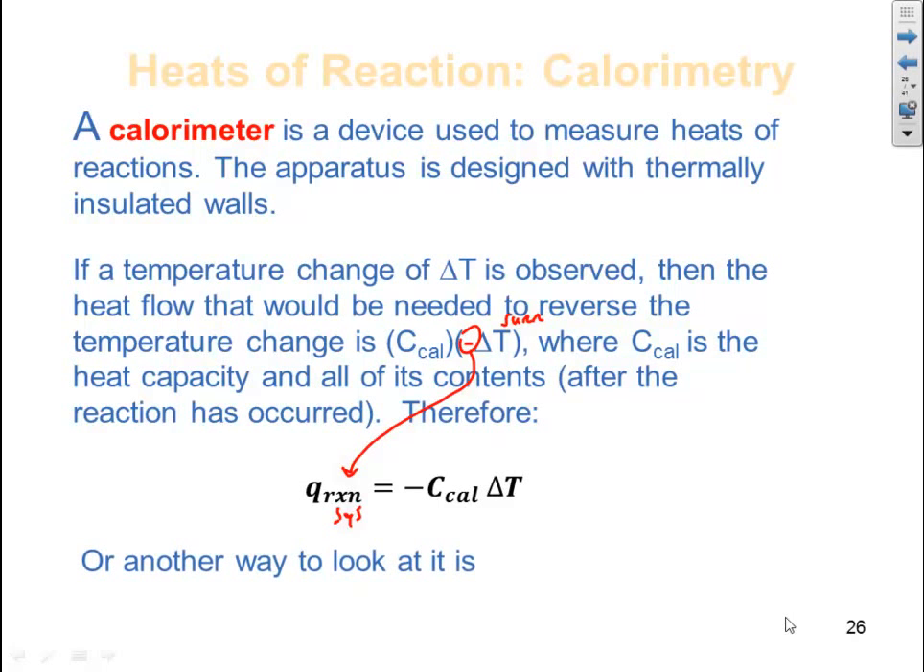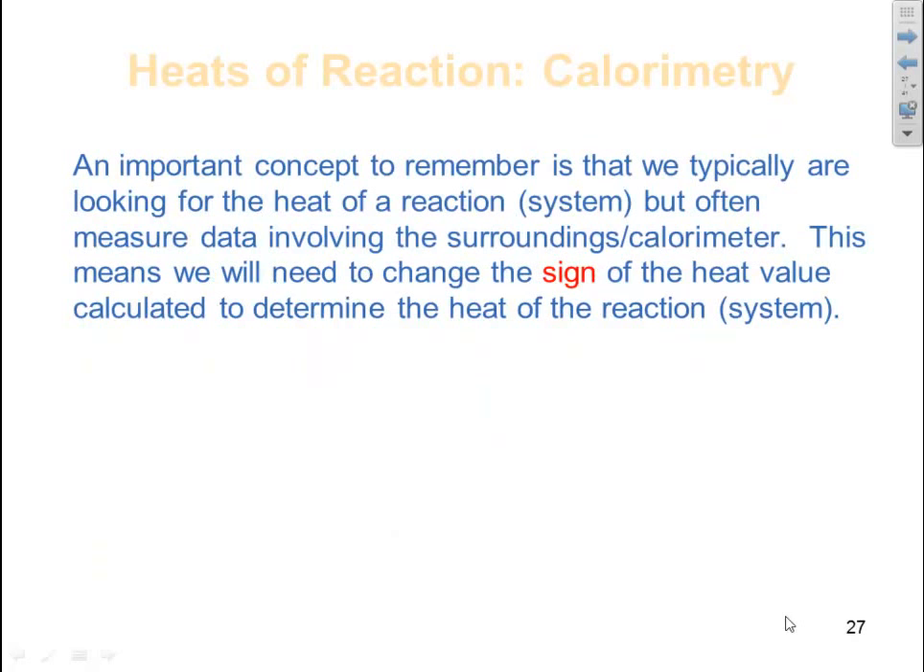Another way to look at this is the Q of the reaction is equal to the negative heat of the calorimeter, or in other words, opposite in direction of into or out of the system. An important concept to remember is that we typically are looking for the heat of the reaction, that system, but often we measure the data involving the surroundings of that calorimeter. This means we need to change the sign of the heat value calculated to determine the heat of the actual reaction or system, which is what we're looking for. So Q reaction, that of the system, is equal to the opposite of what you calculate with your calorimeter constant times your delta T.